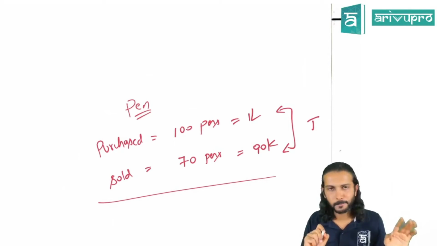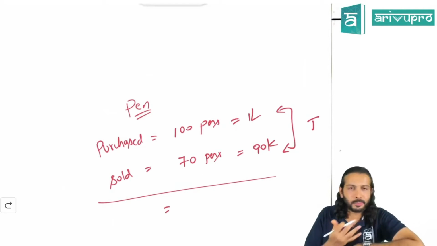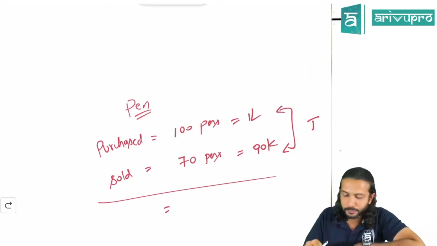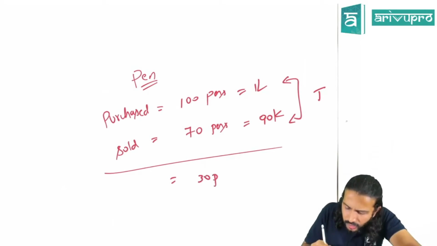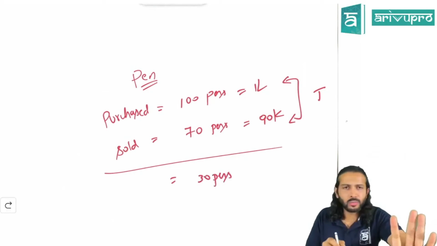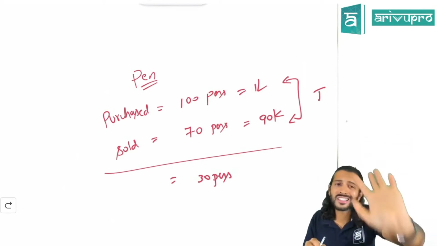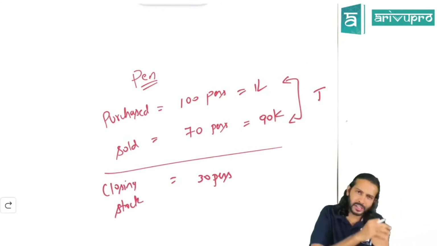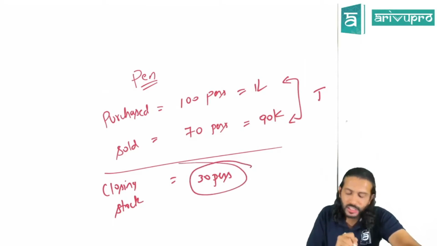So far, okay? Fine. Can you tell me how many pens are remaining with me, sir? Because I purchased 100 and I sold only 70. Purchased 100, sold 70. That means how much is remaining? 30 pens are remaining with me, no? 100 minus 70, which is 30 pens. Whatever goods are remaining with you, that only we call closing stock, if you remember. Whatever goods you purchased but did not sell, that only we call closing stock.